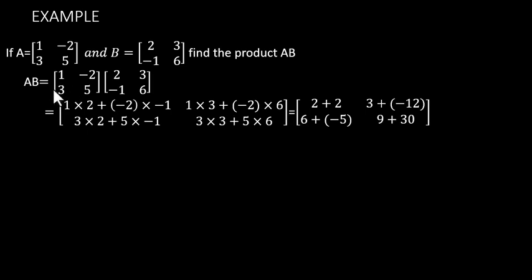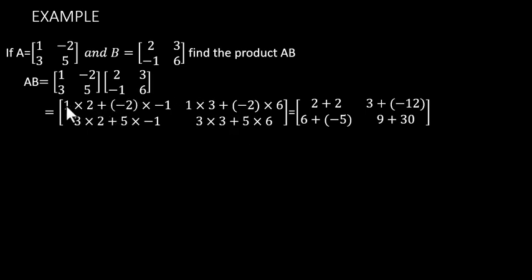So we go to the second row, first column. 3 multiplied by 2 plus 5 multiplied by negative 1. Then 3 multiplied by 3 plus 5 multiplied by 6. So we now work out what we have.